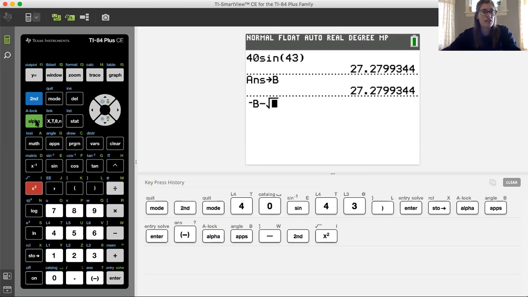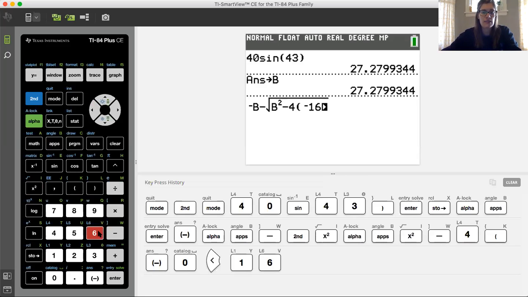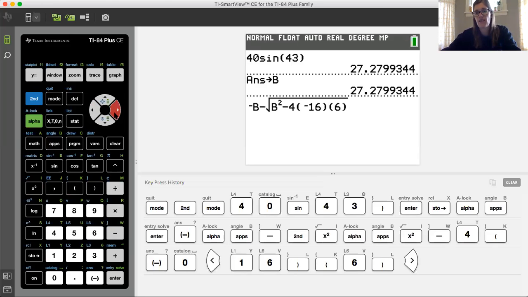And then it should be B squared, so alpha B, and square it, minus 4 times -16, times our C value, which I think is 6. And I didn't protect this with parentheses, where if I wanted to do the whole quadratic formula, because I have that minus in the numerator, I would need a set of parentheses. I'm just going to go ahead and hit enter.